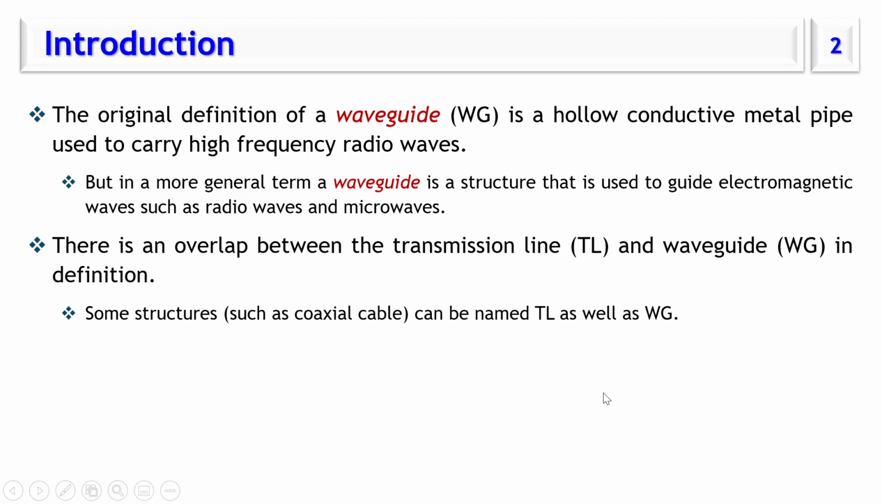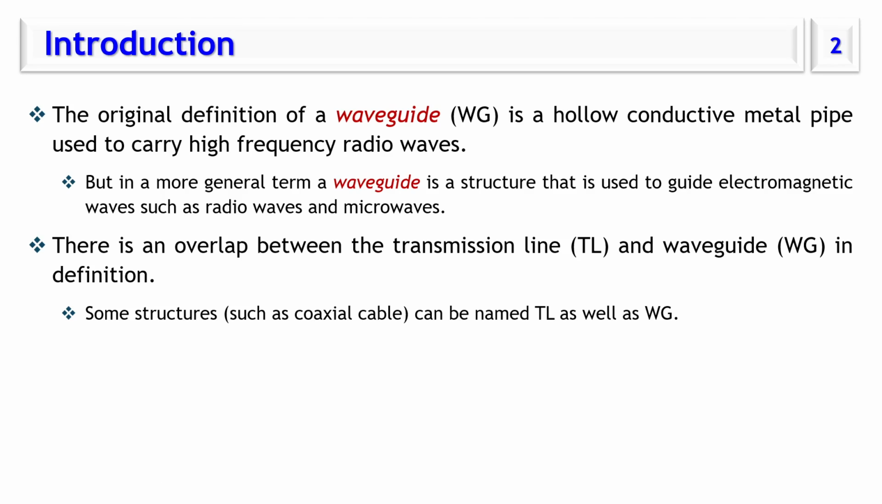Traditionally speaking, we can say that a waveguide is a hollow conductive metal pipe or tube that can carry high frequency radio waves. But in more general terms, a waveguide is a structure to guide electromagnetic waves like radio wave and microwave.